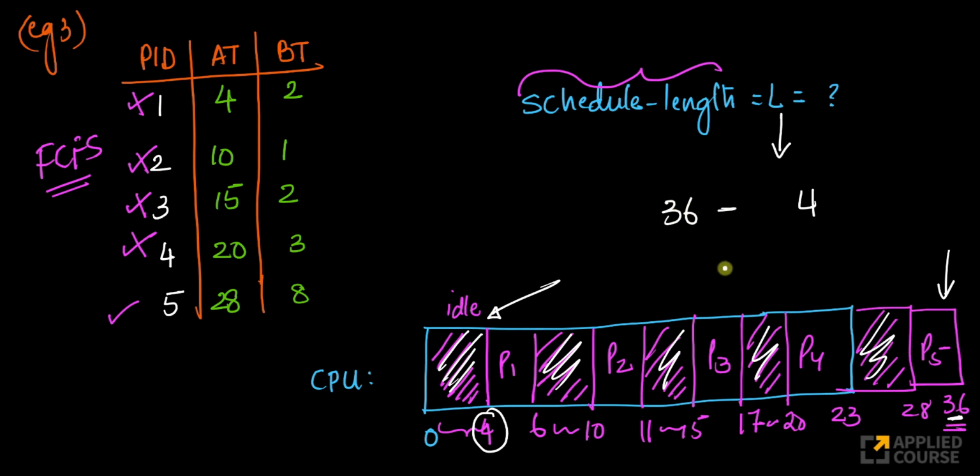So what is the minimum arrival time? Minimum arrival time is 4. What is the maximum completion time? Maximum completion time is 36. So 36 minus 4, which is equal to 32, is the schedule length.